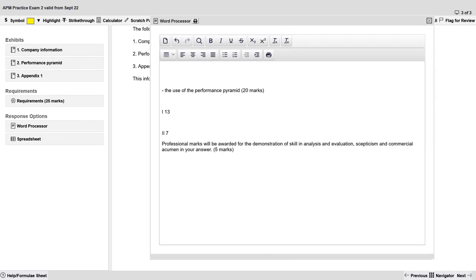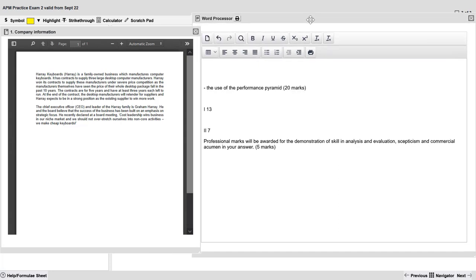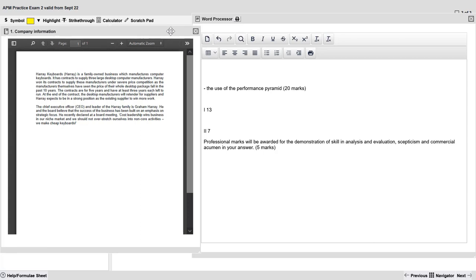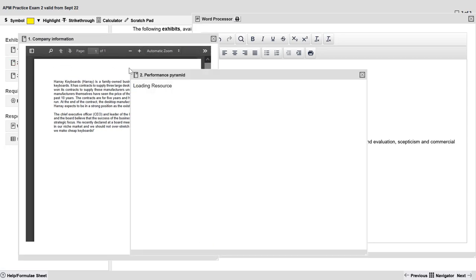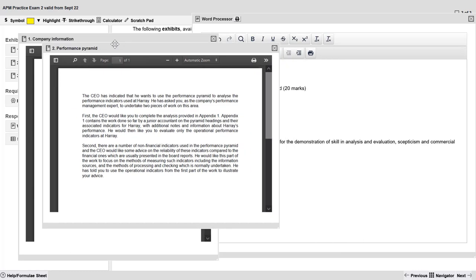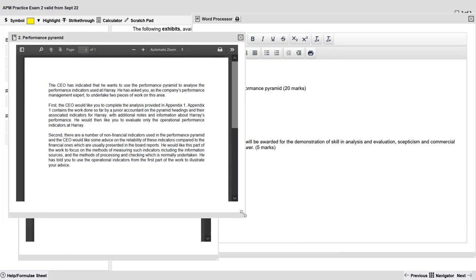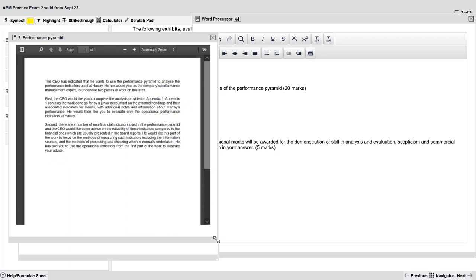Now that we've got our word processor set up and ready to go, it's time to read these exhibits more carefully. So what you will do, again, park the exhibits on the left here, and you can begin reading. When you get to Exhibit 2, you will find the important embedded requirements. You will find precisely what the CEO is asking you to do.